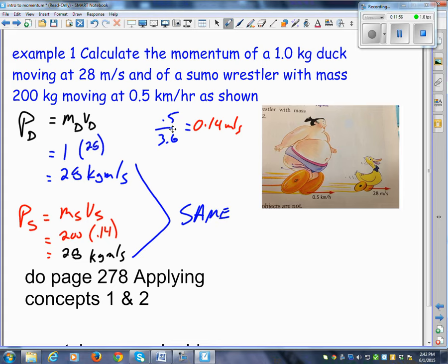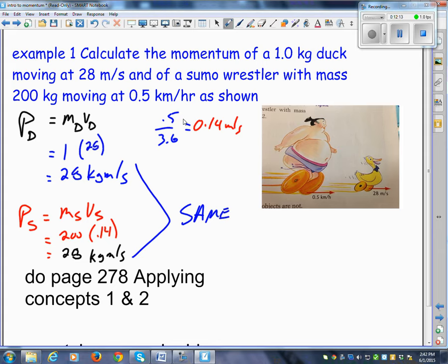How do we get 0.14? I took 0.5 and divided by 3.6 and I got 0.14. Kilometers per hour to meters per second is divided. Oh, wait, yeah, sorry. Okay. Yeah. In fact, it's set up for exactly that reason. They are supposed to be the same.